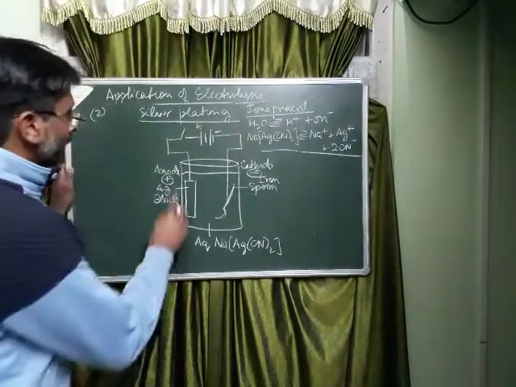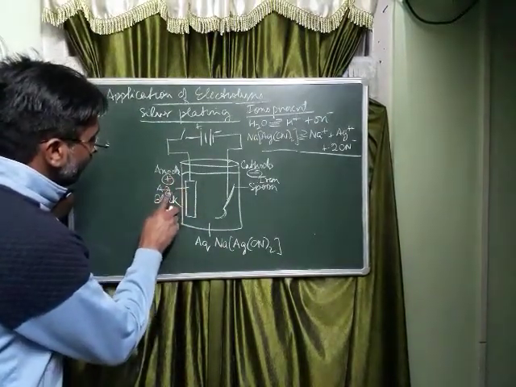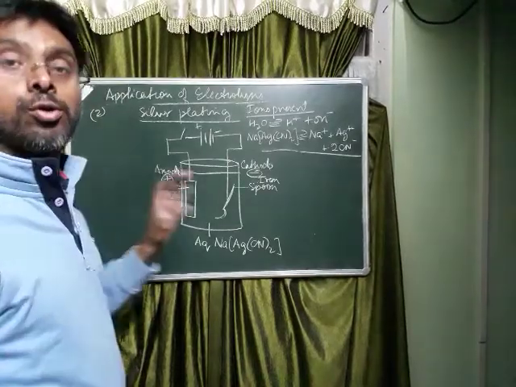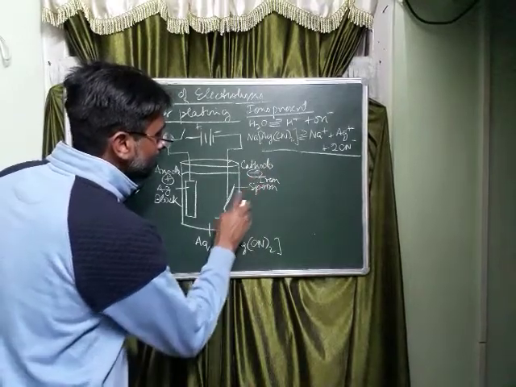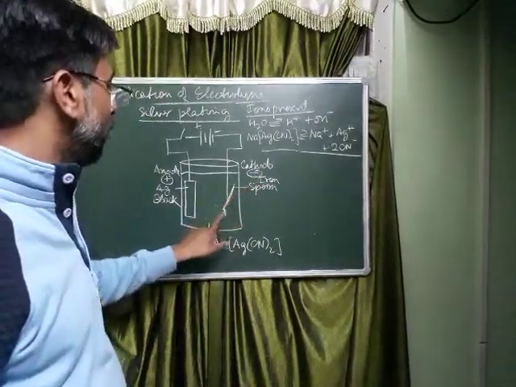Okay, the anode is made of a pure silver block. The cathode, which is negatively charged, is an iron spoon. This is the article to be electroplated.